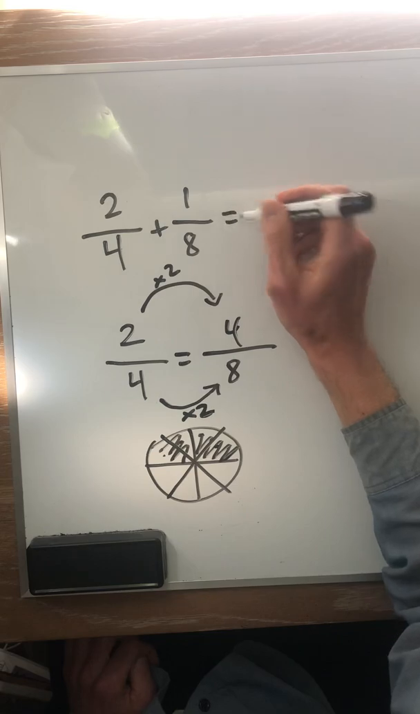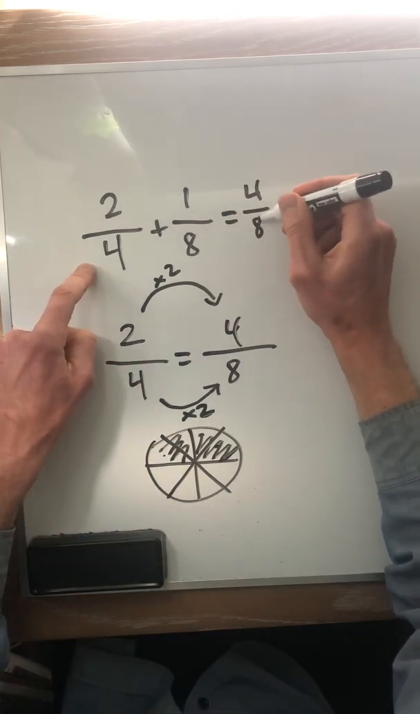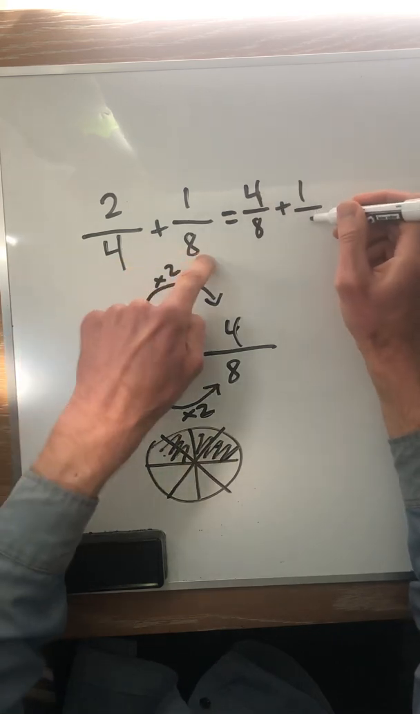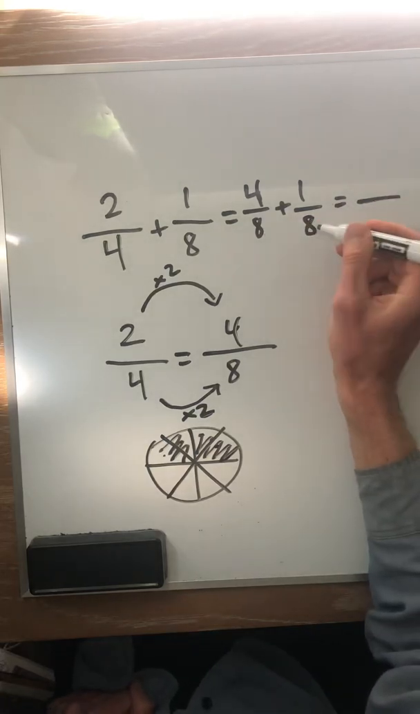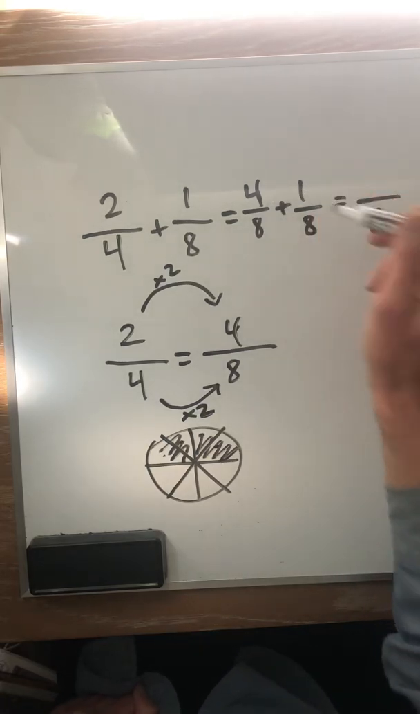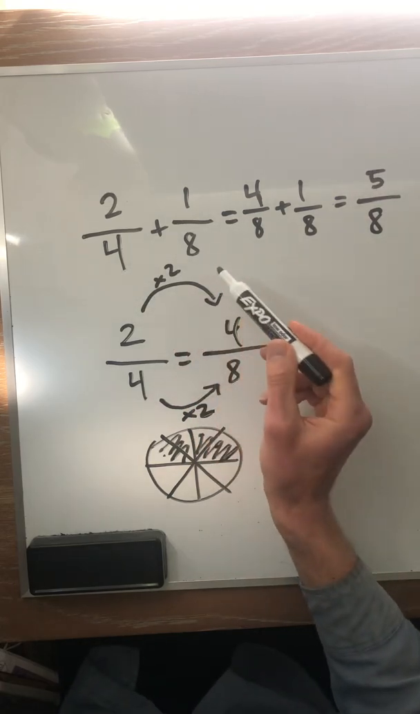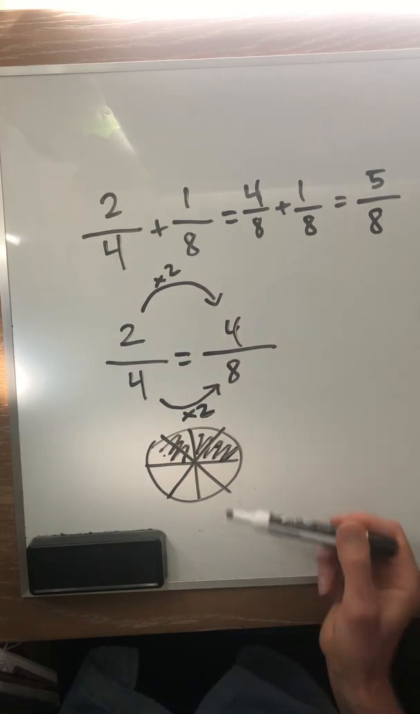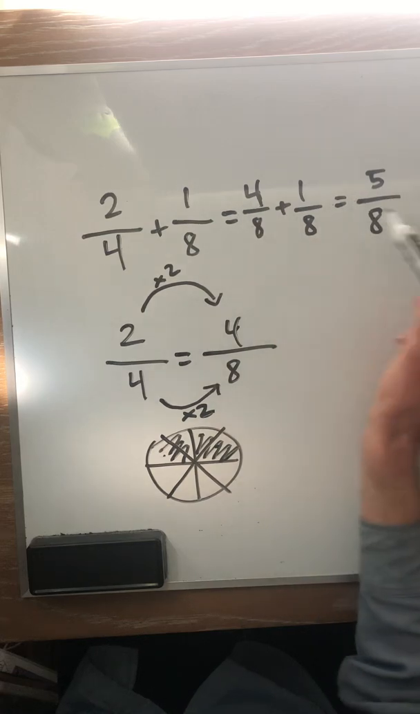So what I do is I say equals, and then I substitute 4 eighths for 2/4 because 4 eighths is 2/4. And then I add the 1/8. And now I set myself up for success because I know we're still talking about eighths. 4 plus 1 equals 5. So 2/4 plus 1/8 equals 4 eighths plus 1/8, which equals 5 eighths. So that's how you do it. 2/4 plus 1/8 equals, you could just skip right there, it's 5 eighths.